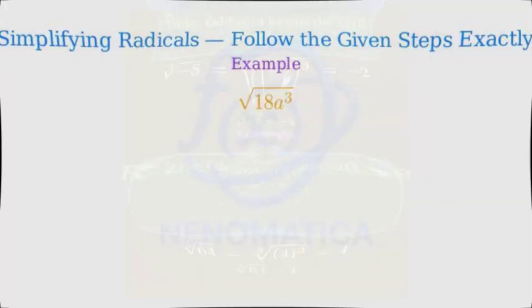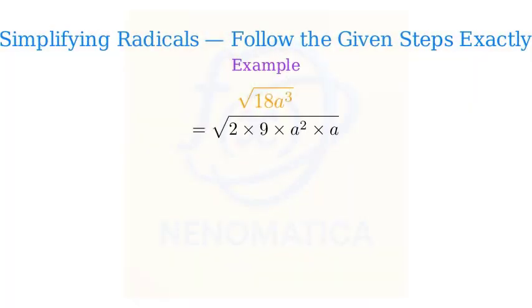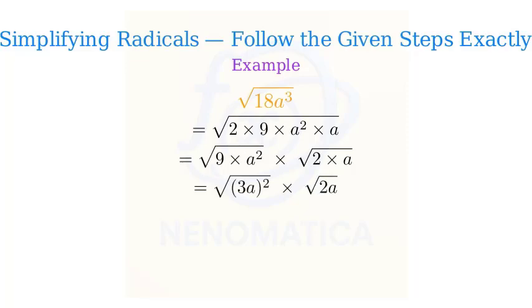We start with the square root of 18a cubed. We factor the radicand as 2 times 9 times a squared times a. Next, we split the square root. Square root of 9 times a squared times the square root of 2 times a. Then we rewrite the first root as the square root of the quantity 3a squared. Finally, we take the root of the perfect square to get 3a times the square root of 2a.